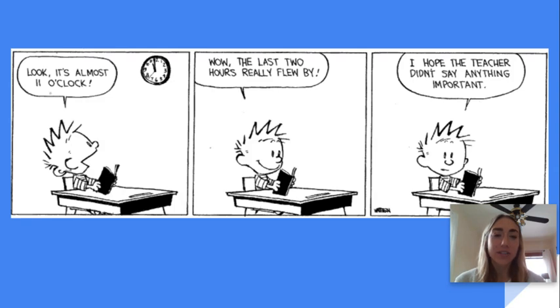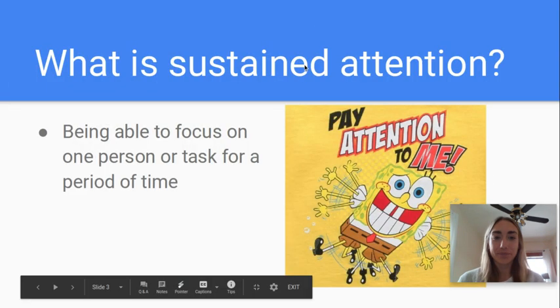All right, it says, look, it's almost 11 o'clock. Wow, the last 2 hours really flew by. I hope the teacher didn't say anything important. Okay, so this shows our character obviously zoning out, okay? So not paying attention to what he's supposed to do. Even if he's sitting in class looking like he is doing what he's supposed to do, sustained attention means actually paying attention and listening to what you're supposed to be listening to.